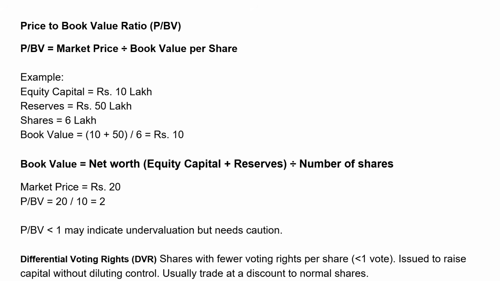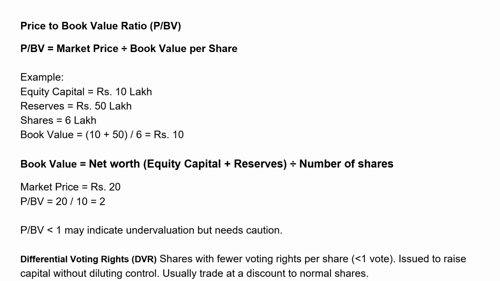Now you have another formula which you have to remember. Book value is equal to net worth divided by number of shares. That is, the net worth of a share is equity capital plus reserves divided by number of shares. This is the formula that you used. So the market price is 20 rupees, P to BV is 20 divided by 10, and that gives you a P to BV ratio of 2. Finding the P to BV ratio is very easy. Once you have found the book value and you divide the price by the book value, you will get the P to BV ratio.